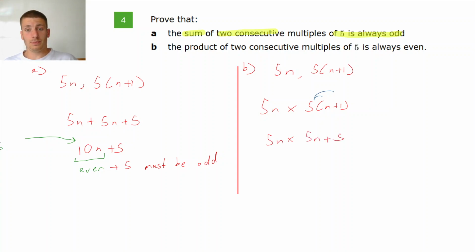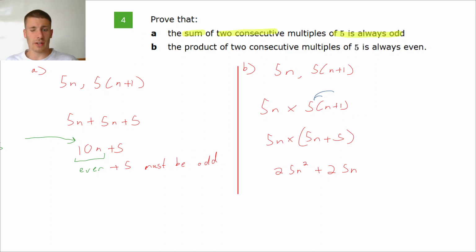Sorry, let's be really careful. I'm being very clumsy here with how I'm writing this. That should be in a bracket, otherwise it's not going to make sense. 5n by 5n is going to give me 25n squared, and then 5n times 5 is going to give me plus 25n. Just making sure I've made no mistakes there. No, it looks all good.